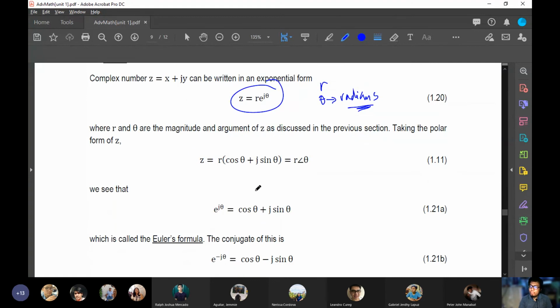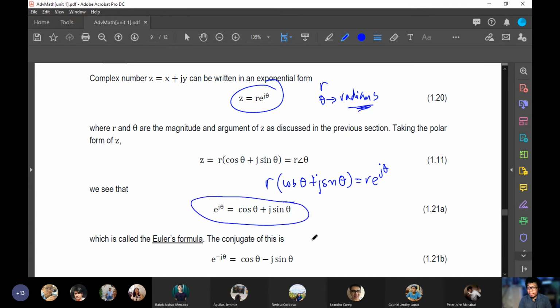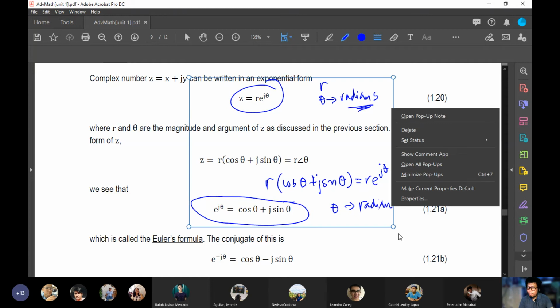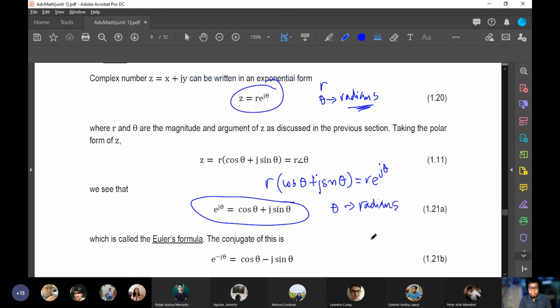Now, again, from rectangular form to polar form, we write your number as R cosine theta plus j sine theta. That is in polar form. And take note that if we are referring to the same number, this can also be written as R e raised to j theta. So as we can see, we have this equivalence, provided that theta is in radians.